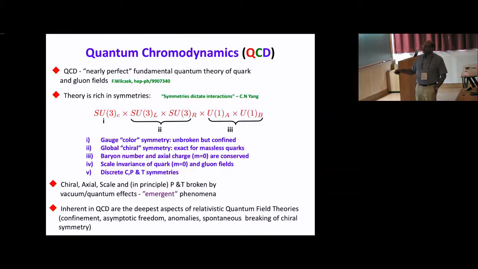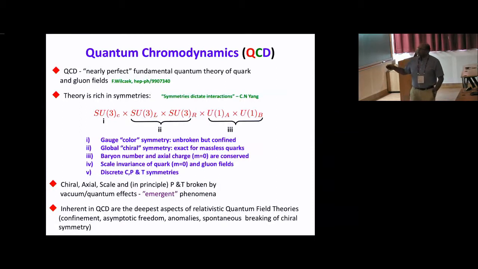So the chiral, axial, scale, and P and T symmetries are broken by vacuum or quantum effects. And that's what actually is responsible for our existence. It's this beautiful fact that you have this incredible symmetry, but it's the slight breaking of these symmetries which actually is responsible for the mass of matter and the existence of our visible universe.